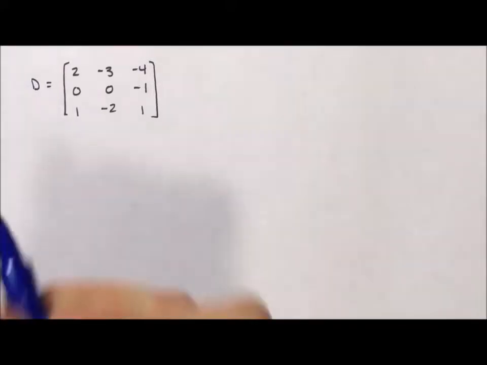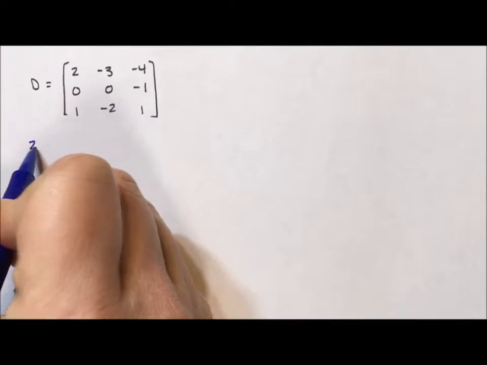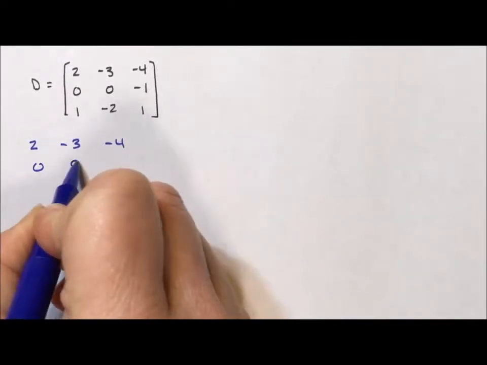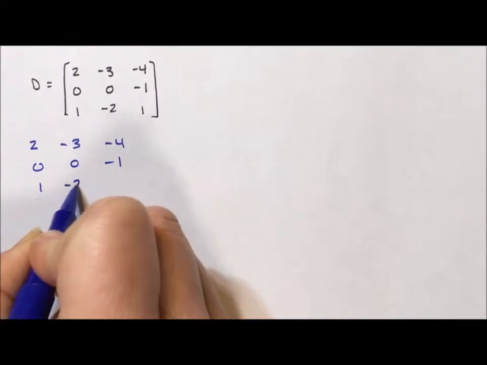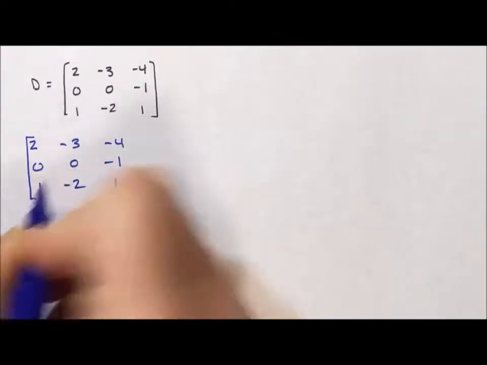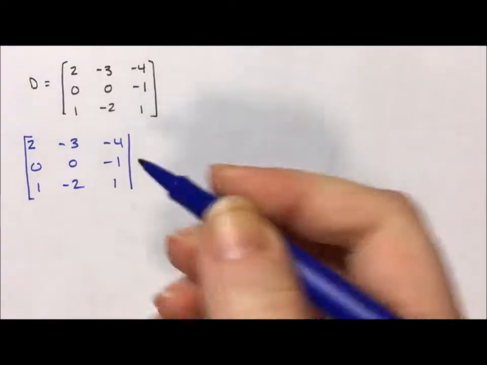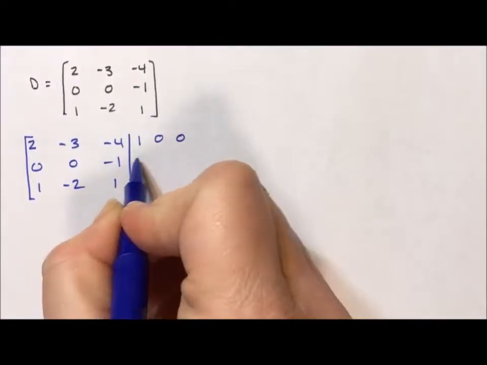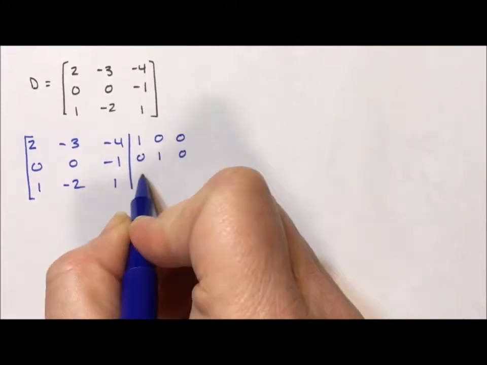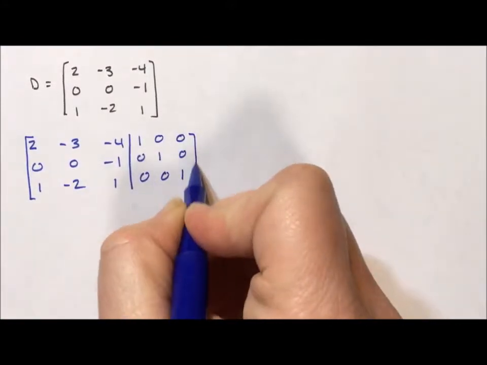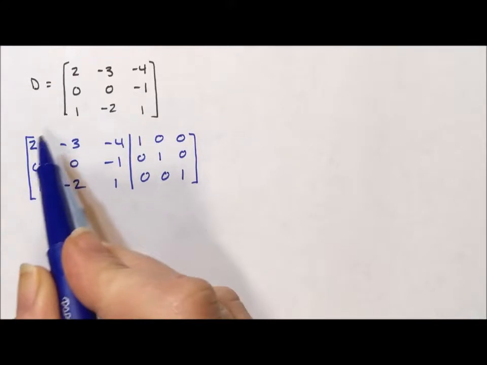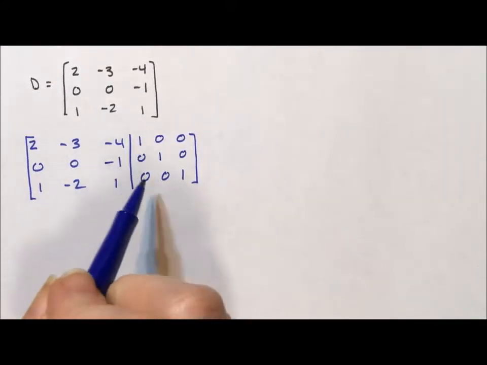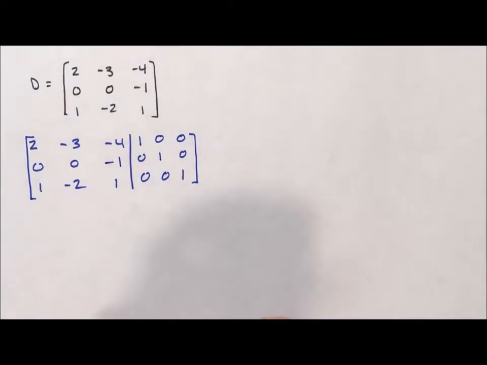Today I'm doing a series of videos on finding the inverse of matrices. The method I'm using is one in which I write out the original matrix, 2, -3, -4, 0, 0, -1, 1, -2, 1, and I put a line, and instead of the solutions if it was a system, I put an identity matrix to the right of the line. The theory behind this is if I do basic row manipulation to make the left-hand side an identity matrix, then the right-hand side will become the inverse.